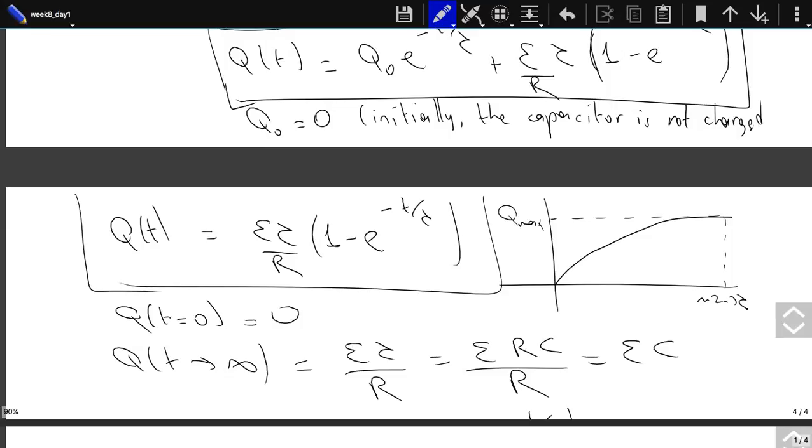Well, the maximum value is this one when this exponent is 0. But this exponent is 0 only if t is equal to infinity, and t is never infinite. You will just wait at most a few seconds. Whatever the capacitance is, it will never actually reach that value, but the difference you will not be able to measure after a couple of tau.